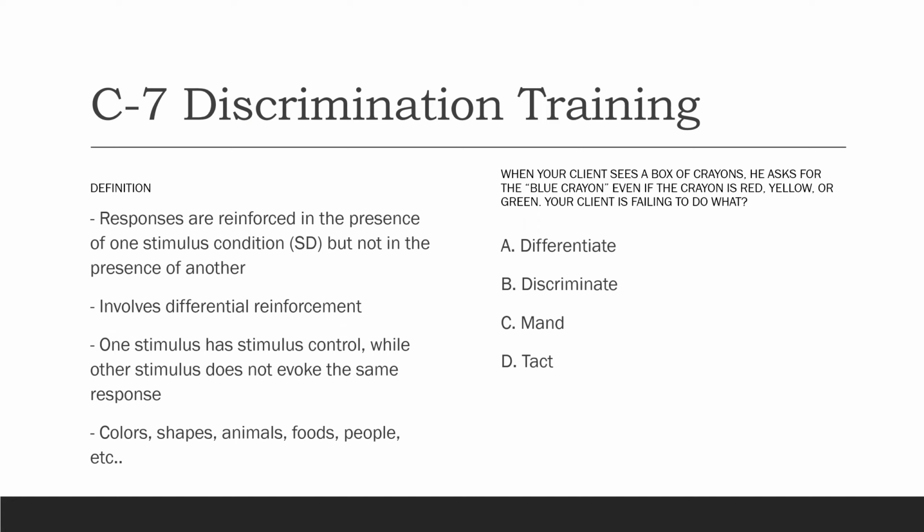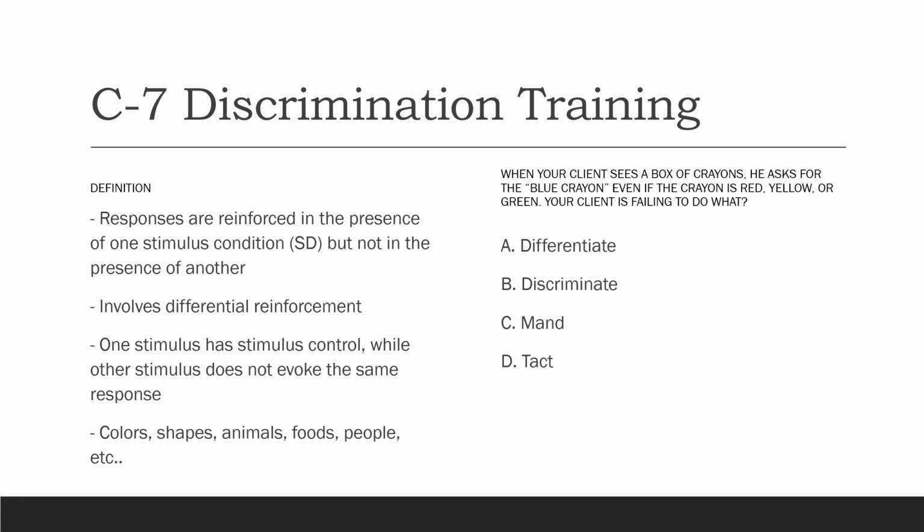It's a very straightforward procedure, but a very important procedure. It involves differential reinforcement. Remember, differential reinforcement leads to discrimination and differentiation. You're reinforcing one thing, everything else is on extinction. One stimulus has stimulus control. So the SD of touch red has stimulus control, or the color red has stimulus control. Other stimuli, the color blue, green, black, yellow, don't have the same response.